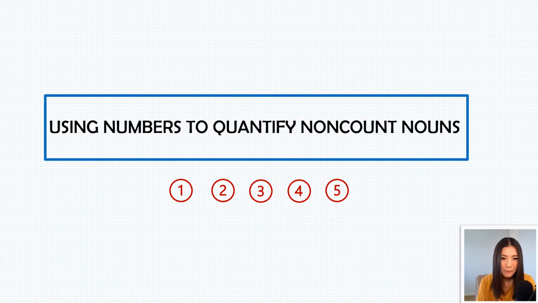In the beginning of this lesson, I said that we cannot put numbers in front of a non-count noun. But what if I want to? What if I want to be very specific? Instead of saying she gave me advice, what if I want to say she gave me 2 advices? So we'll talk about how to do that correctly. 2 advices is wrong, but there are ways to quantify or count non-count nouns.